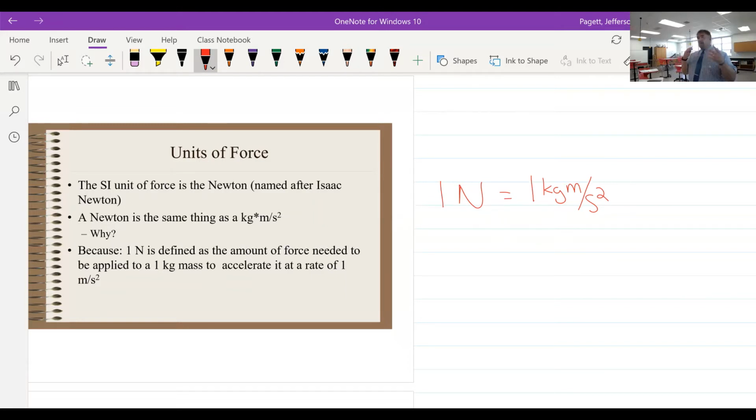Now, this wasn't written down in a book somewhere. This is what a bunch of people got together and said, hey, this is what we're going to call 1 newton. So this was decided upon.